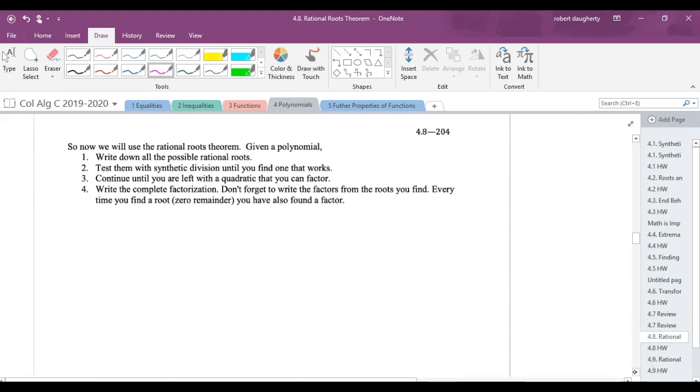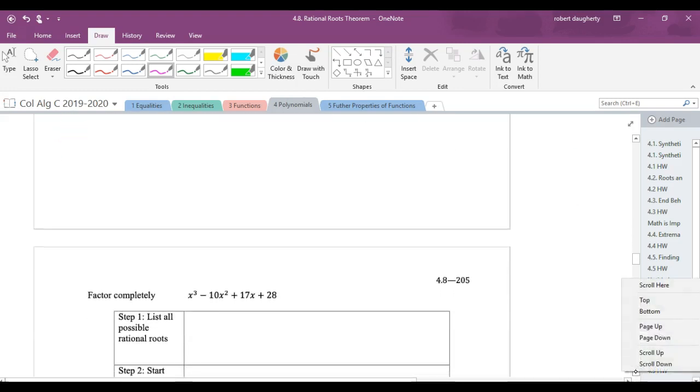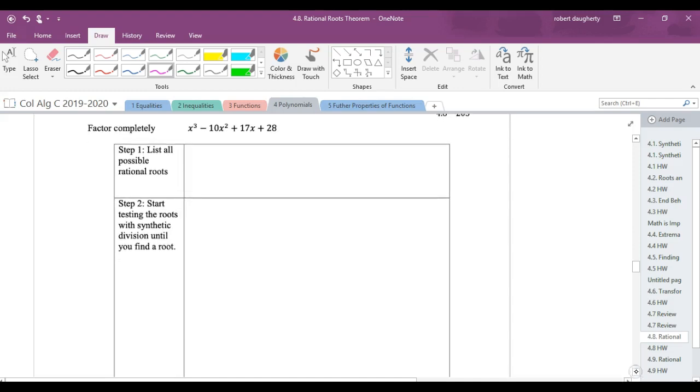So here's our procedure. We need to be able to write down all the possible rational roots. And then we start testing until we find one that works, okay? We keep on doing that until we get to a quadratic. Once we get to a quadratic, you know how to factor quadratics. Okay, so that is our goal. So let's just take a look and see if we can get one done here. This guy right here.